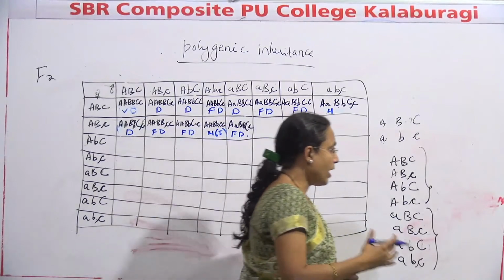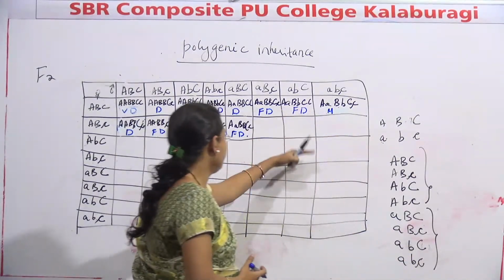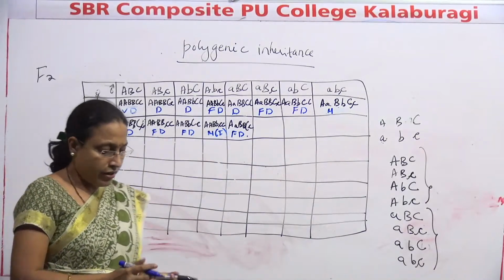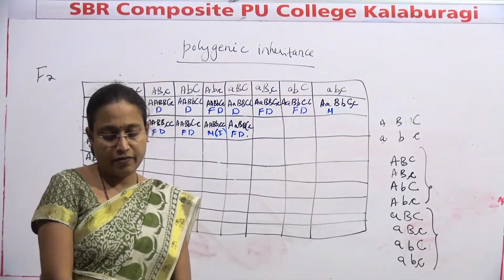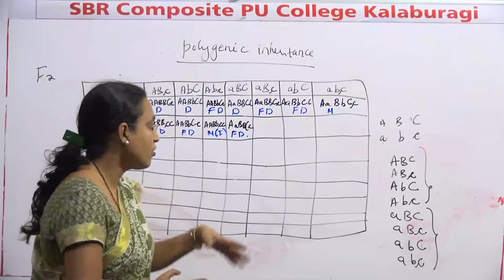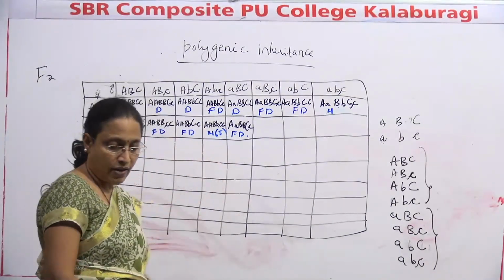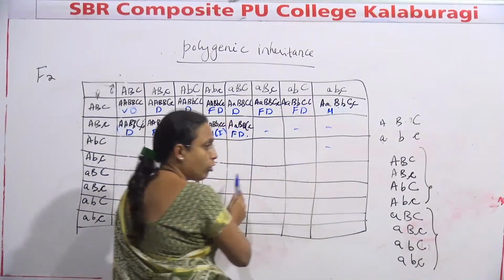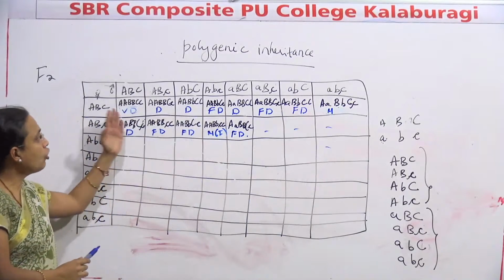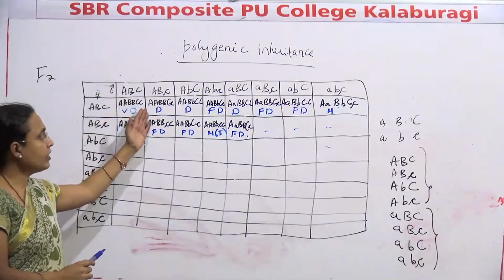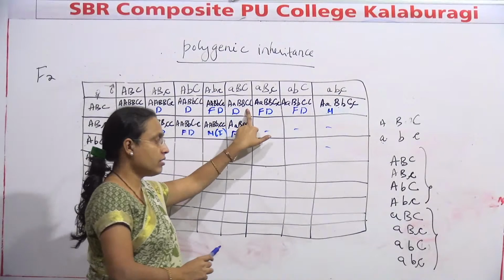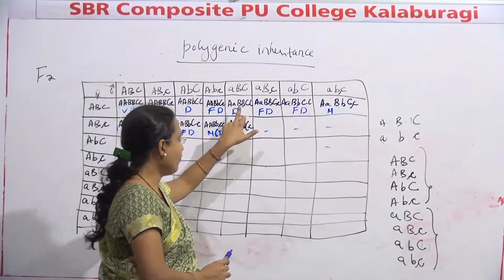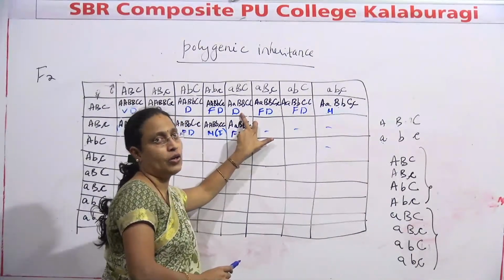So in a similar way, the offspring has to be written. Now how the offspring has to be identified? How the phenotype of offspring of these has to be identified? In the same way, it has to be filled in all the cells. So I have shown a few of the ways in which you have to write the genotype and further identify the phenotype.